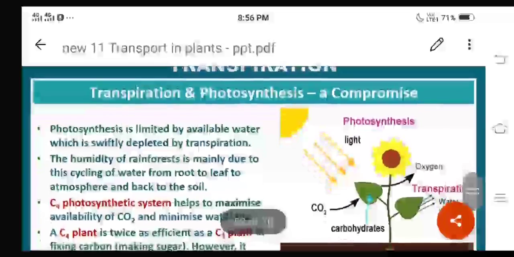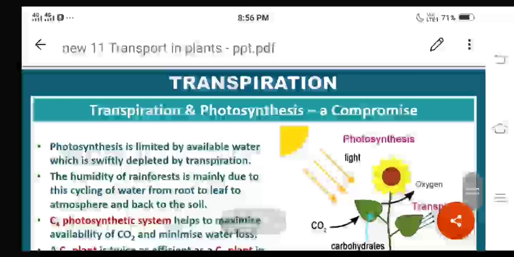And one more concept is transpiration and photosynthesis, a compromise.